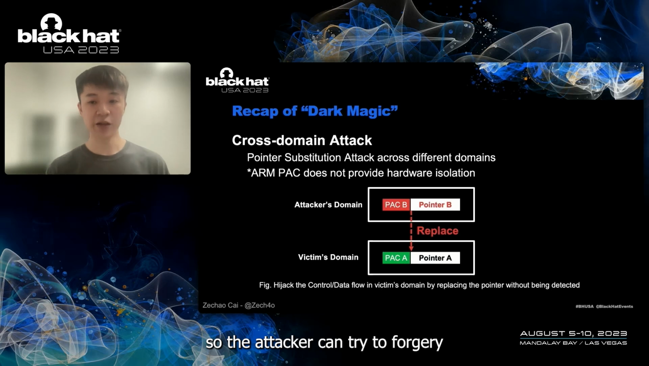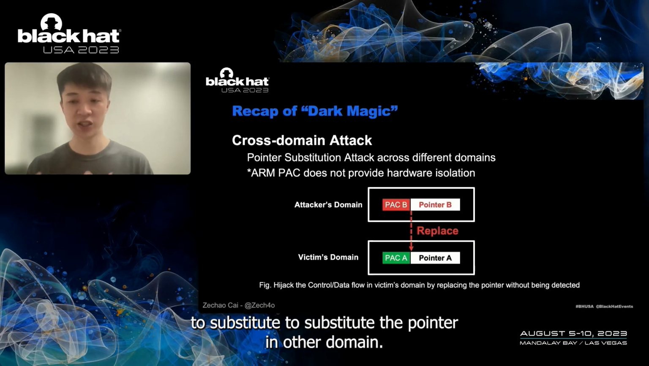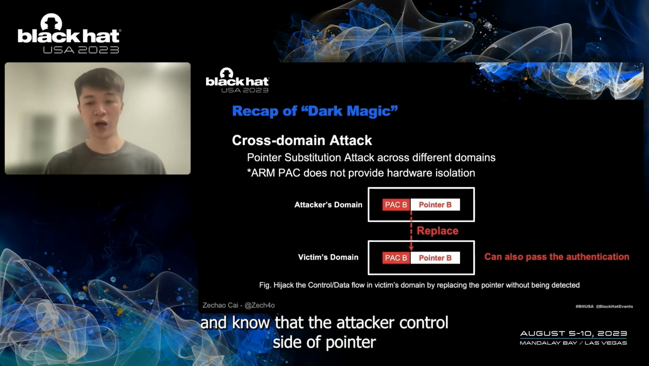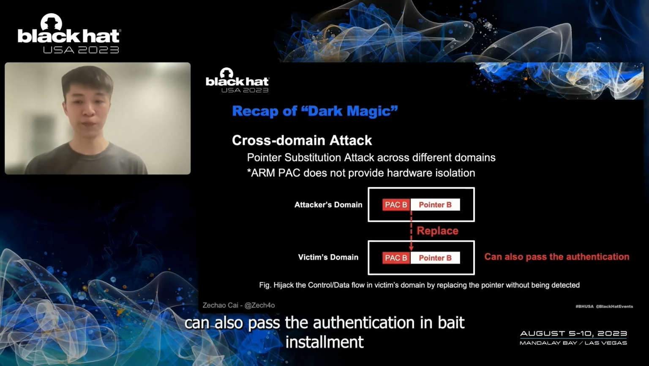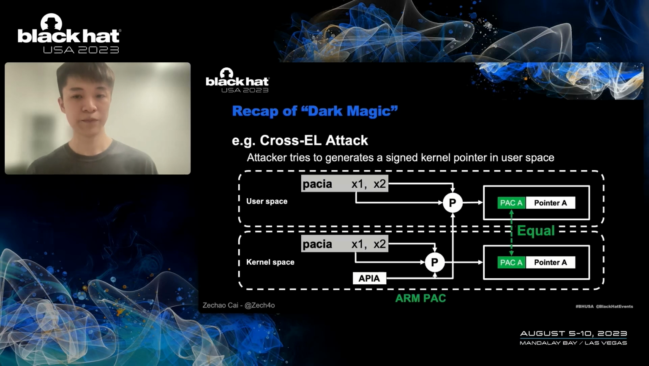So the attacker can try to forge a signed pointer in one domain and then use that pointer to substitute the pointer in another domain, and finally hijack the control flow or data flow in that domain. Note that the attacker-controlled signed pointer can also pass the authentication in the victim's domain because the signature generation processes in different domains are equal.